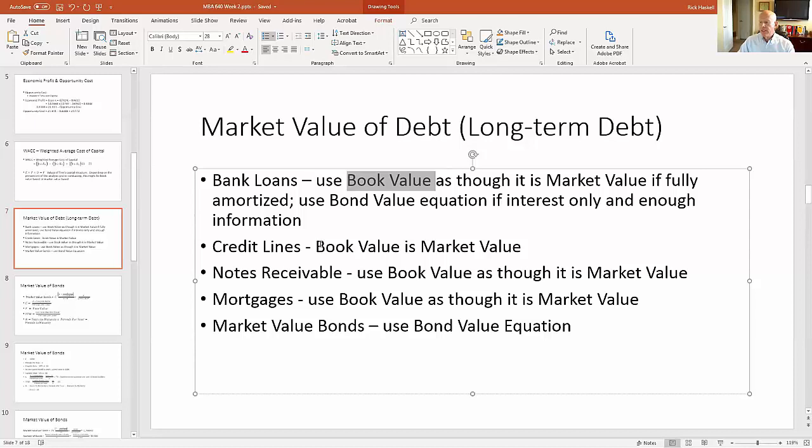Credit lines. We're also going to use the book value as though it were the market value, but for a different reason. A credit line is a flexible amount of credit that a client can take out from a bank of some kind. Kind of like a credit card, you can use it all one day, pay some of it back, use more of it. It's in, it's out, and so there's no certainty as to how much the business owes the bank on any given day.